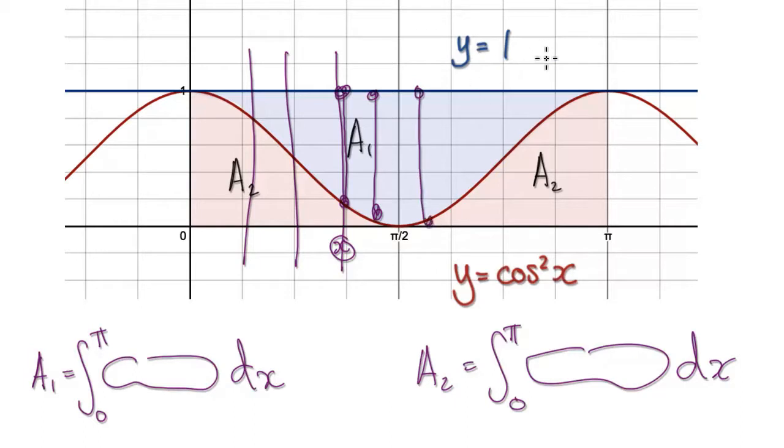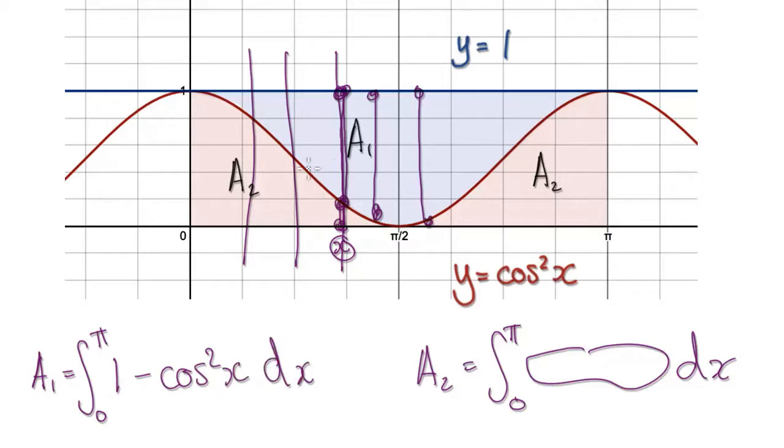Well, how do you obtain this height here? To obtain that height, you would need to jump to y equals 1, and then you take away this height here. Well, that height there is cos squared. Take away cos squared x dx.